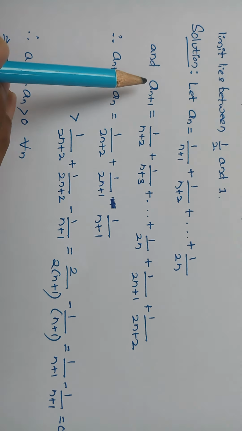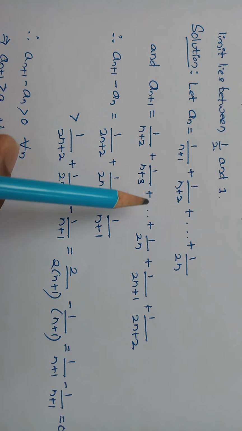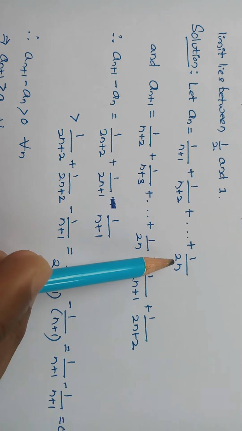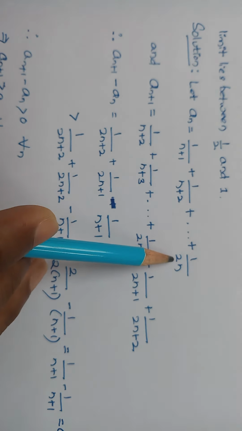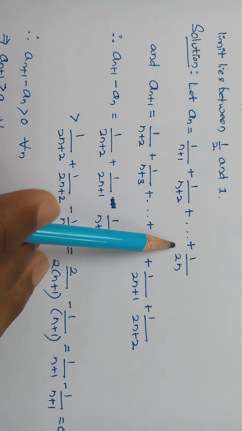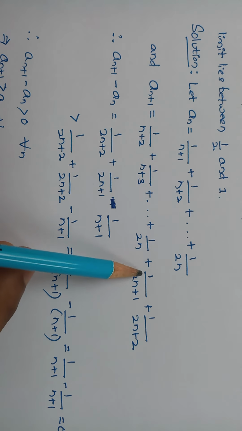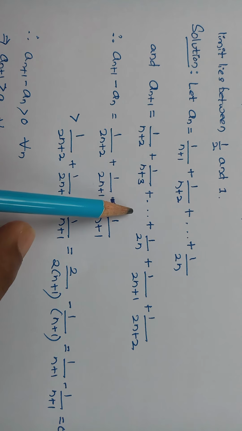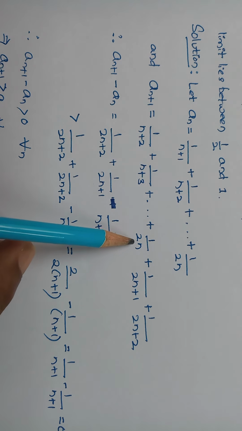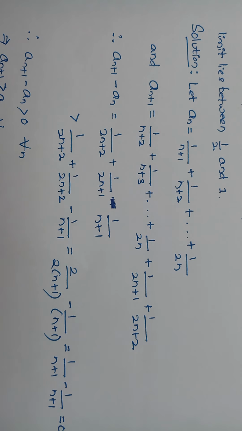Then this will become a_{n+1}, equal to 1 divided by n plus 2, 1 divided by n plus 3, up to 1 divided by 2n plus 2. The back term is, because the index is increasing, the back term is 2n plus 1. So next term is 2n plus 2. If this back term is 1 divided by 2n, this back term is 2n minus 1. So like that the terms are arranged.